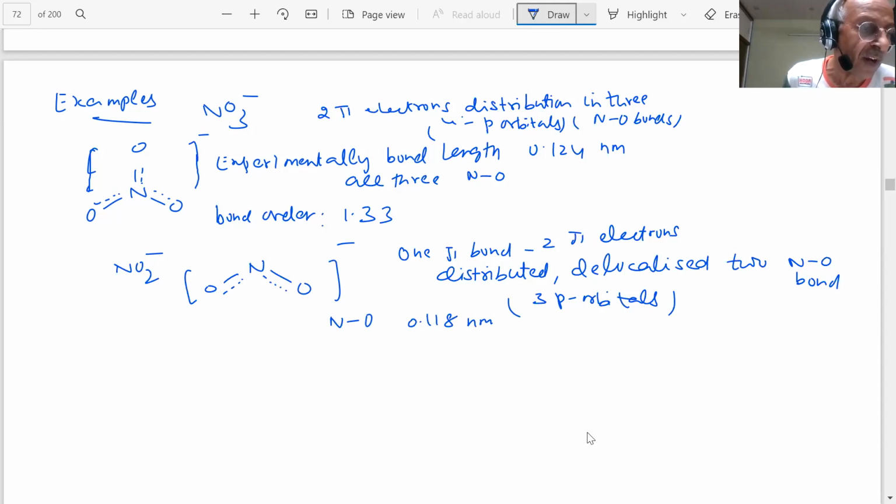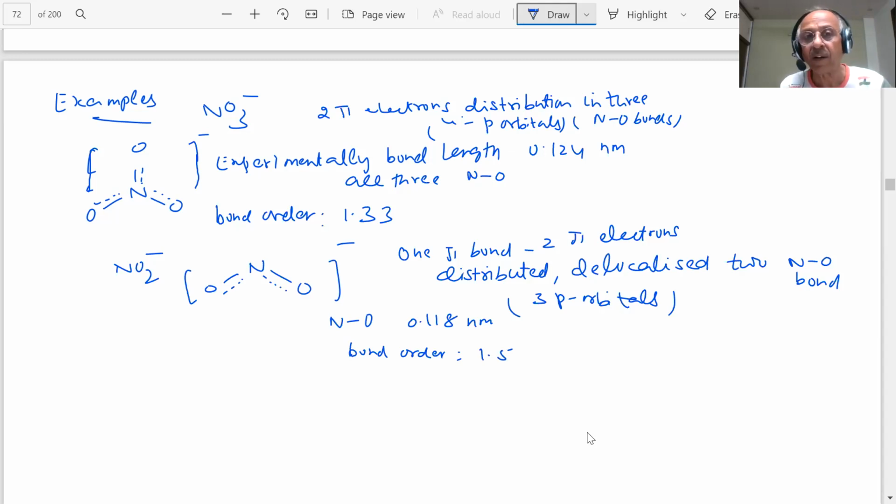The bond order of nitrogen-oxygen is 1.5, and here the bond order is 1.33, and the nitrogen-oxygen bond length is 0.118 nanometer. What is the bond order? 3 by 2, 3 atoms, so it is 1.5.